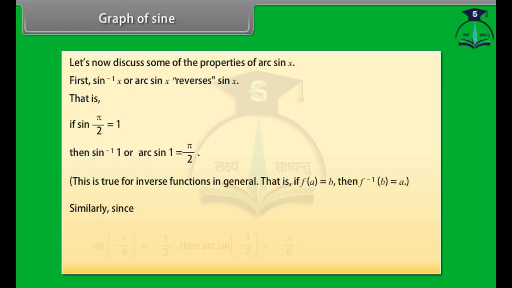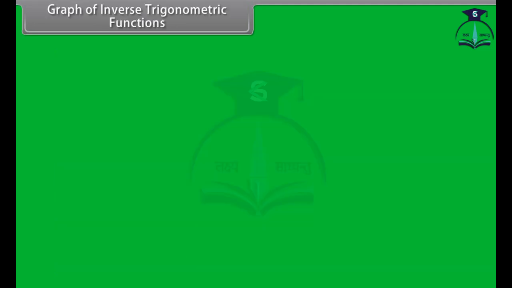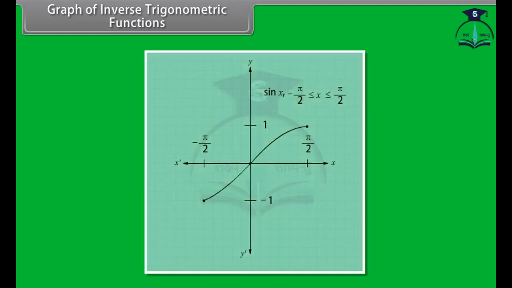Similarly, since sine of minus pi by 6 is equal to minus 1 by 2, arc sine of minus 1 by 2 is equal to minus pi by 6. Graph of inverse trigonometric functions. In this screen, we will learn about the graphs of the inverse trigonometric functions.